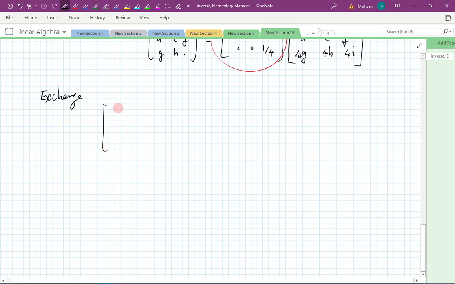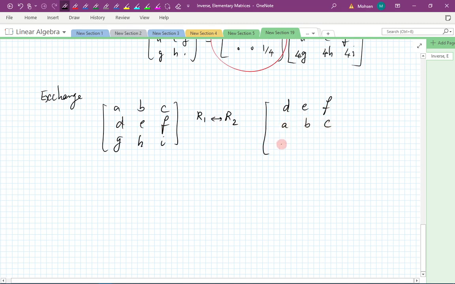So suppose I have A, B, C, D, E, F, G, H, I. So you take a linear algebra class and you learn the alphabet. Suppose for whatever reason you want to exchange two of these rows, whichever you want. Suppose I want to exchange row 1 with row 2, which means what? That row 2 comes first, D, E, F. First goes to the second, and third stays put.